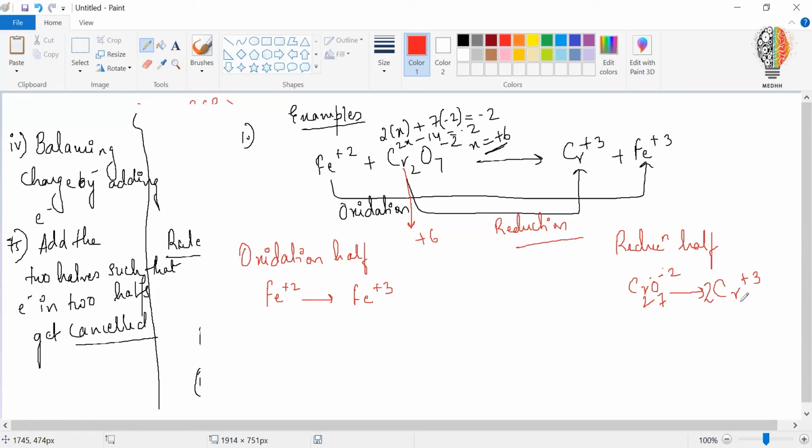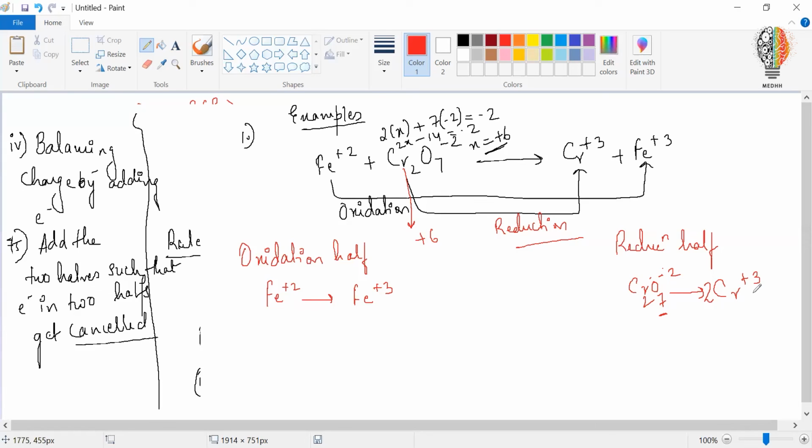Next is to balance the oxygen. First you have to balance the oxygen by adding H2O to the other side, which is deficient in oxygen. I guess I have not made you write that whole point. You add that many water molecules to the side which is deficient. As you can see, 7 oxygen atoms are present over here, so I have to add water molecules to the other side, which is deficient in what?